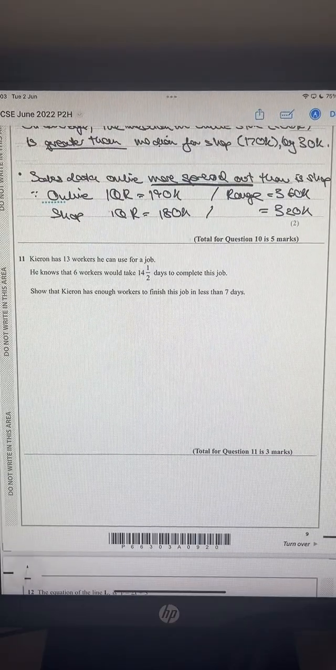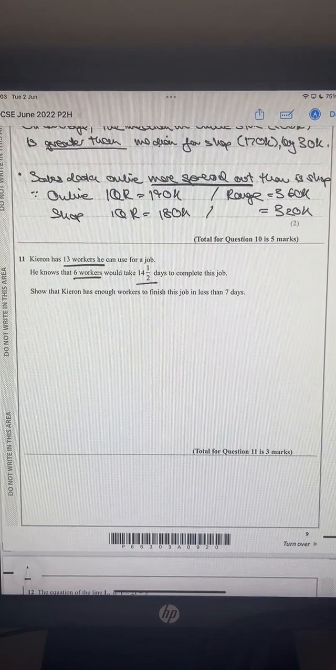Okay, cool. Kieran has 13 workers he can use for a job. He knows that 6 workers take 14.5 days. Show that Kieran has enough workers to finish the job in less than 7 days. I think you guys got a similar question to this as well. This is a higher paper. This question may appear in foundation. I'm not 100% sure about proportionality, but this is about inverse proportionality.